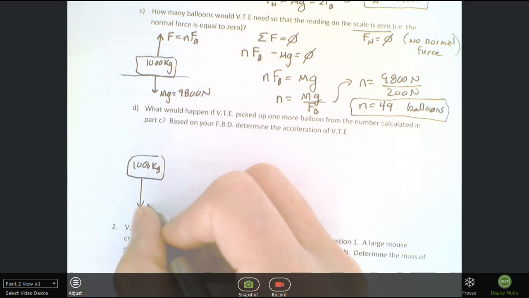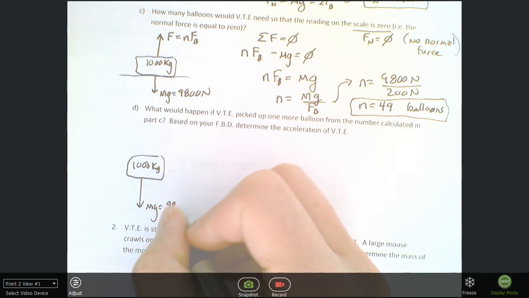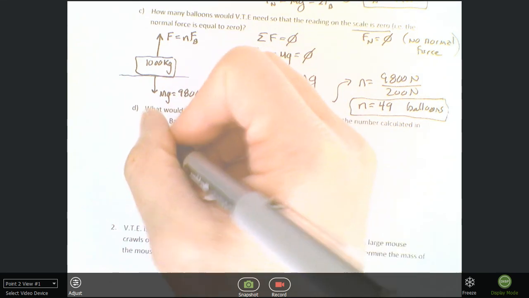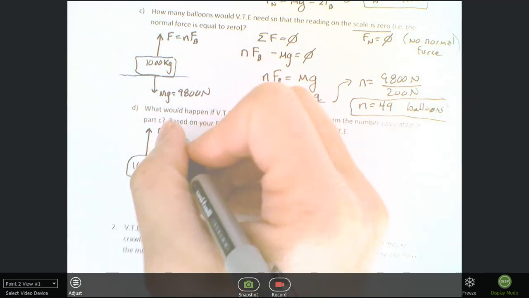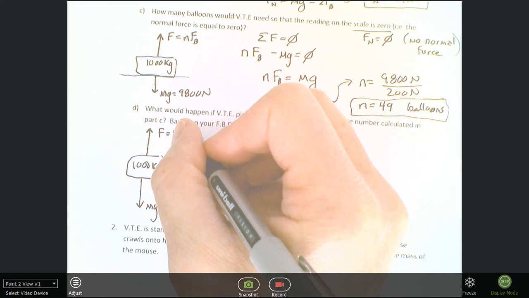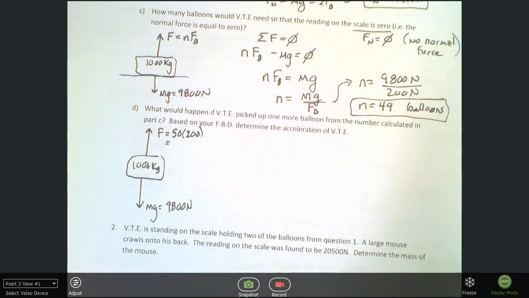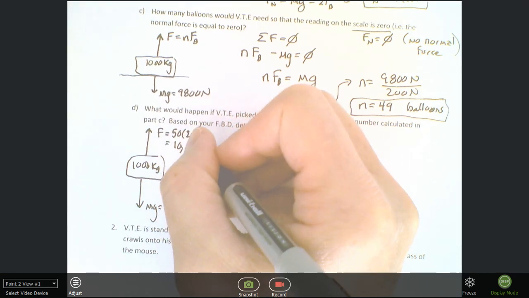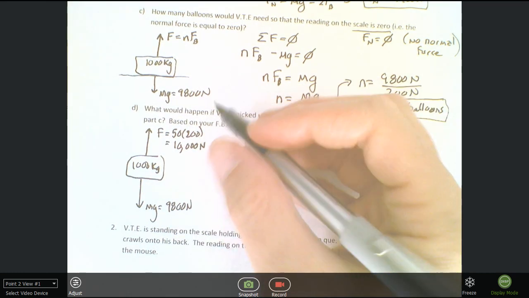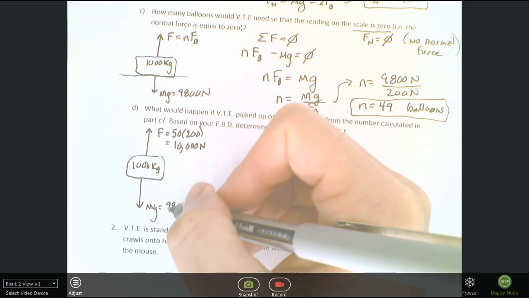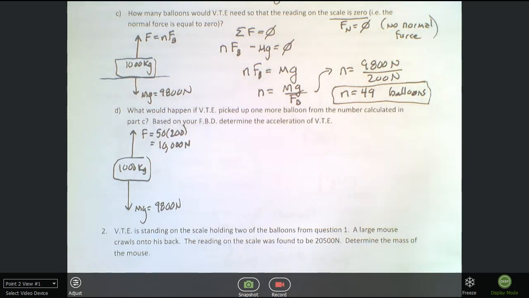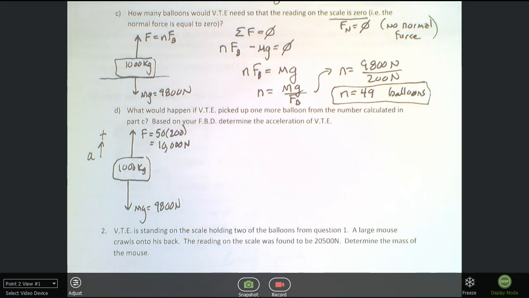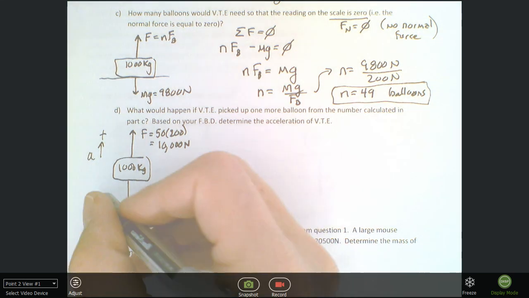His weight has not changed. Gravity is still pulling down on him with 9,800 newtons. But now the upward force pulling from these balloons is 50 times 200, which is 10,000 newtons. Notice something? There's 10,000 newtons pulling up, only 9,800 pulling downward. Therefore, this guy is now in an accelerated phase. It's now accelerating away from the ground.